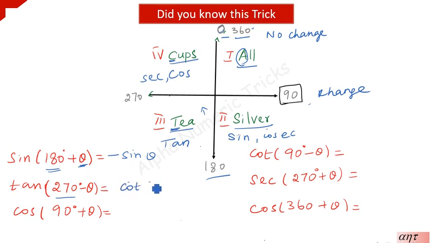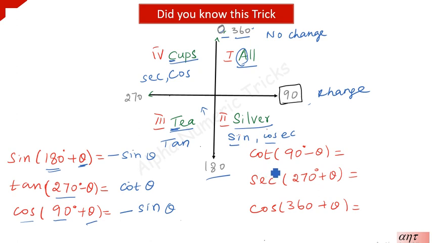Okay, so cot theta. And come to this one: cos of 90 plus theta. 90 plus theta lies in which quadrant? Second quadrant. In the second quadrant, sine and cosecant are positive, because cosecant is 1 by sine. That's why these two terms are positive. And here, cos of 90 plus theta, sine alone is positive. So here cos is there, so you have to put minus, and because of this 90, this cos is changed to sine, and this angle you have to write.